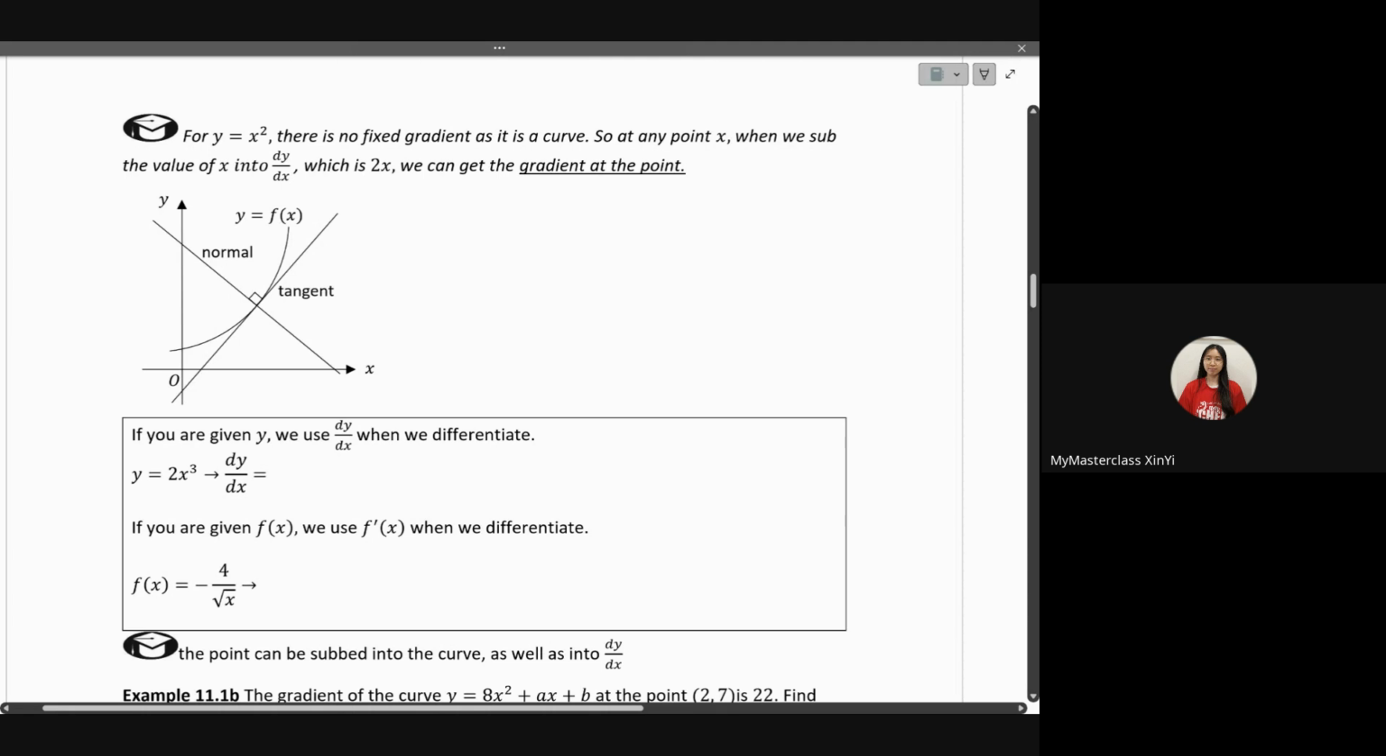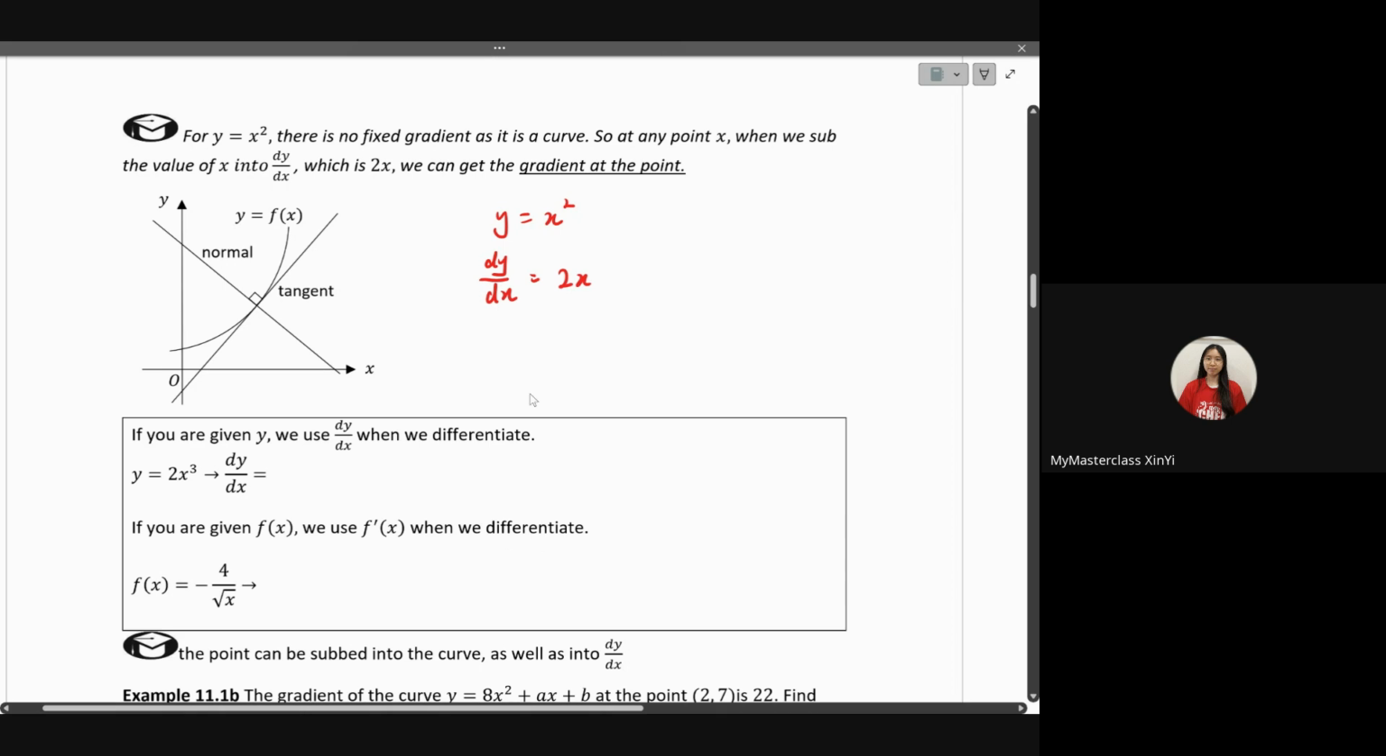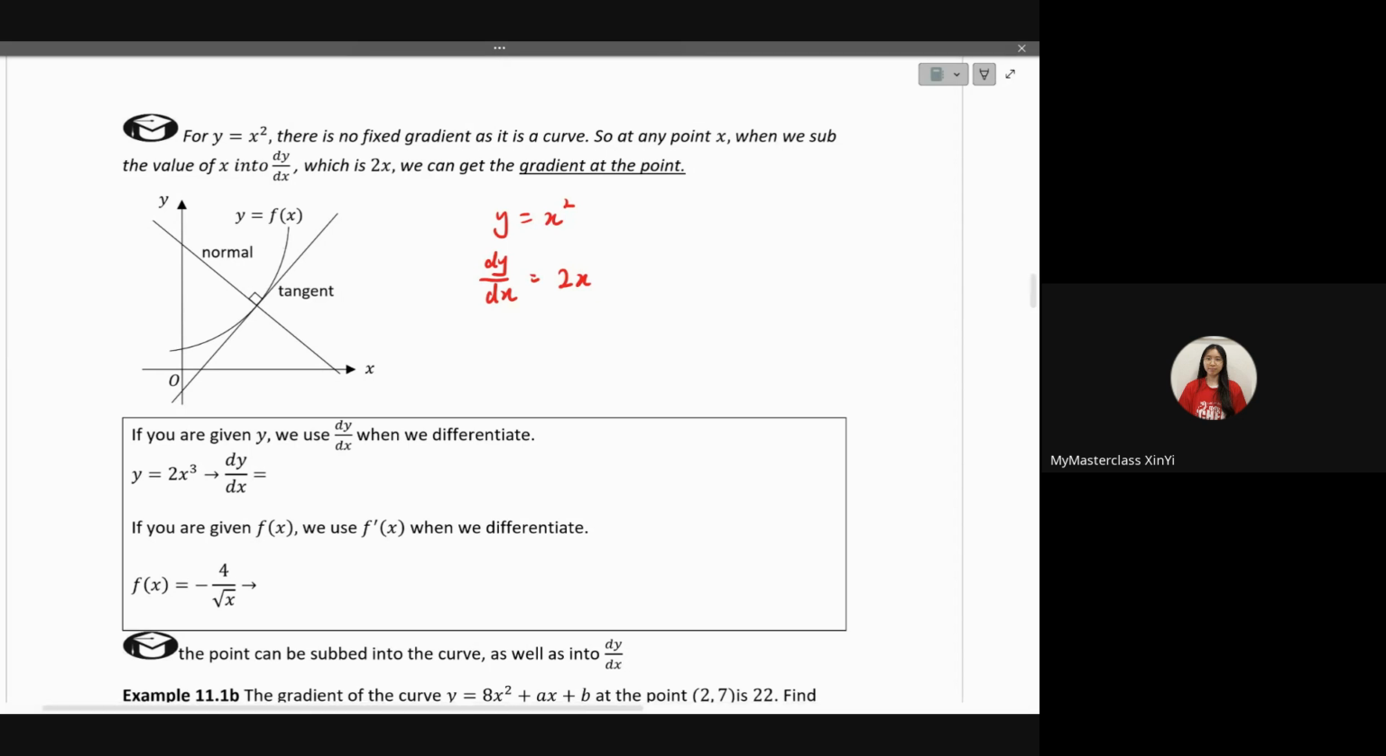So say for example, y equals to x squared is my original curve. So when I put dy/dx, what I will have is I bring down the power, reduce the power by 1. So it is a function. I don't have an exact number. Why? Because when I sub in the x value at different points of my curve, I will have different gradient. So essentially, let's say, for example, y equals to x squared, let's say I will have this like this.